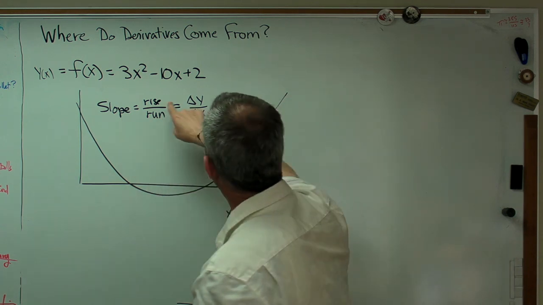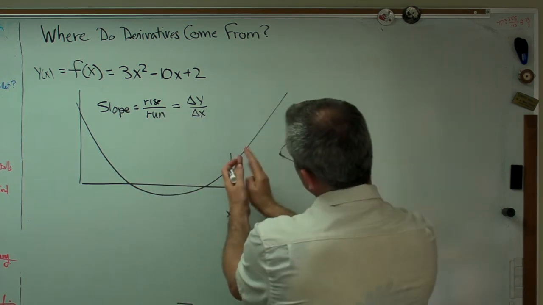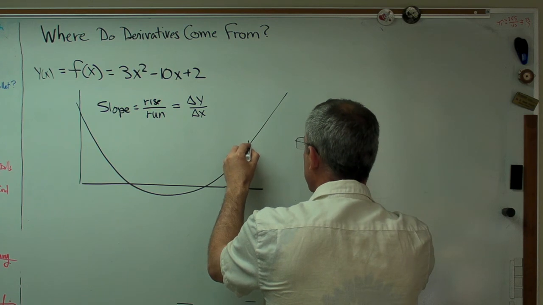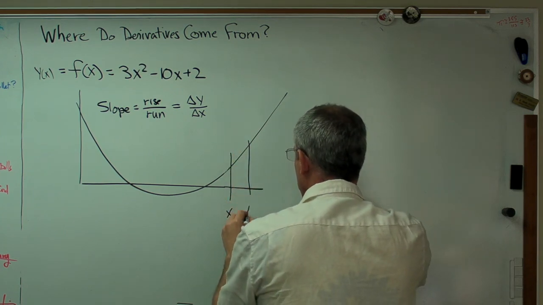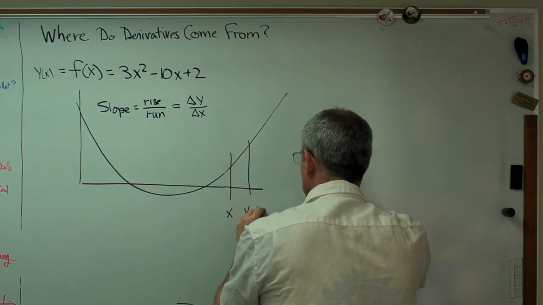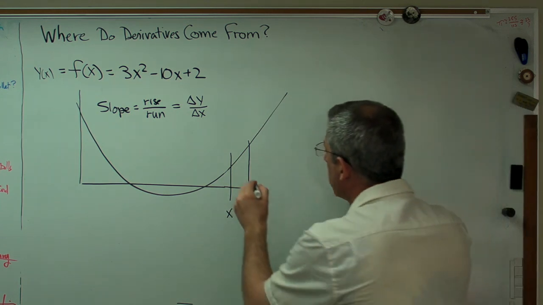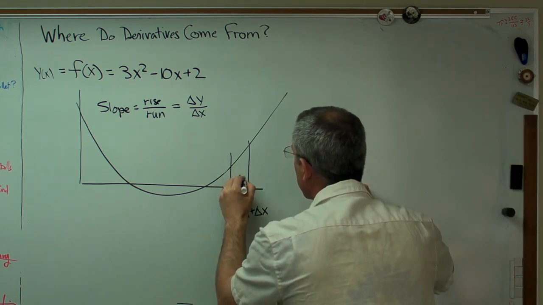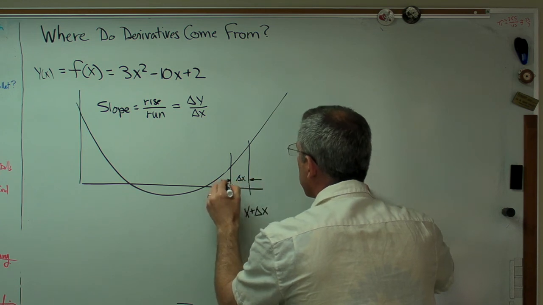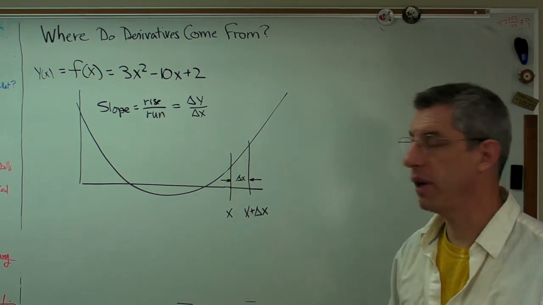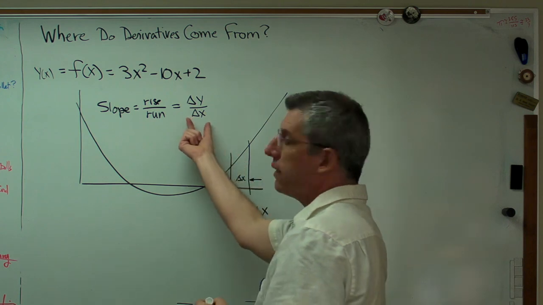Well, slope is rise over run. It's change in this direction divided by change in that direction. So let me just put another point here. I'll call it x plus delta x, okay? Where this distance in here is delta x. All right, so far so good. That's that part.